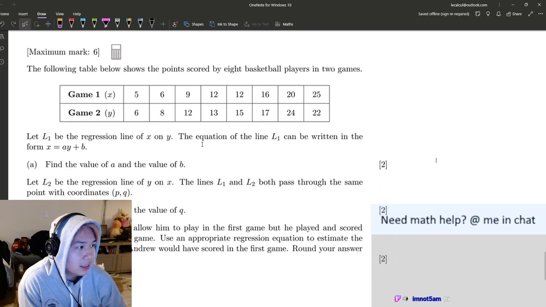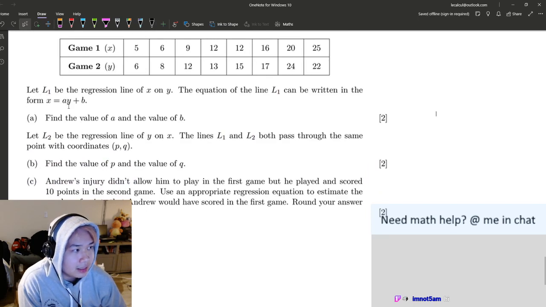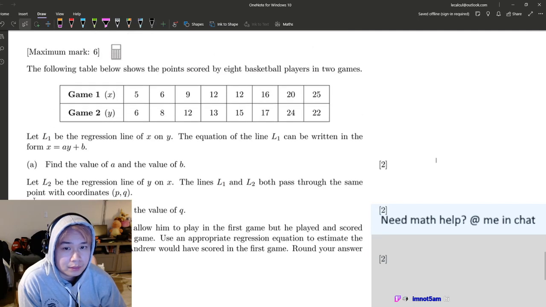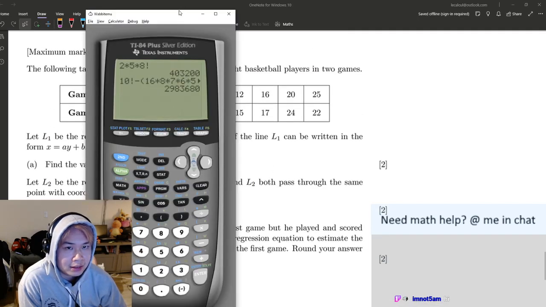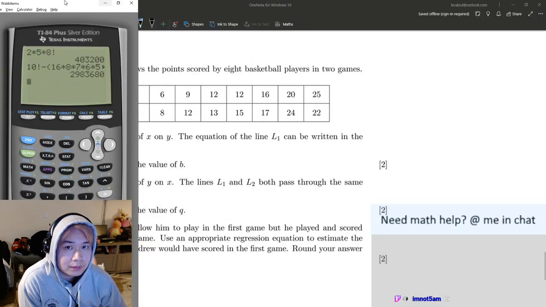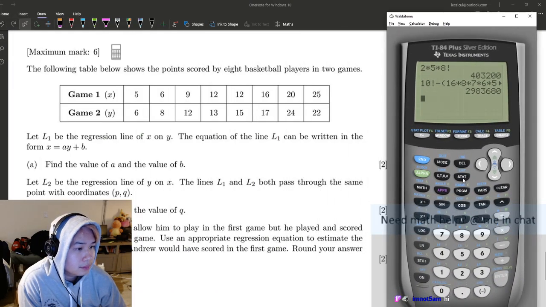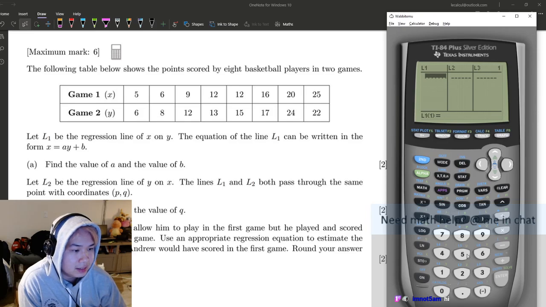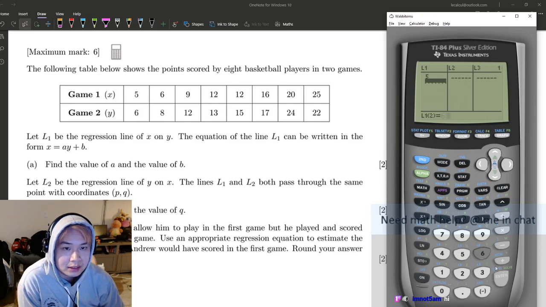Oh, this one's so annoying. So we need to perform a linear regression, and then line 1 is the regression of x on y. But first, let's add these to our lists. So let me clear these lists out. And then list 1, I'm just going to say is the x's. So that's 5, 6, 9, 12, 12, 16, 20, and 25.